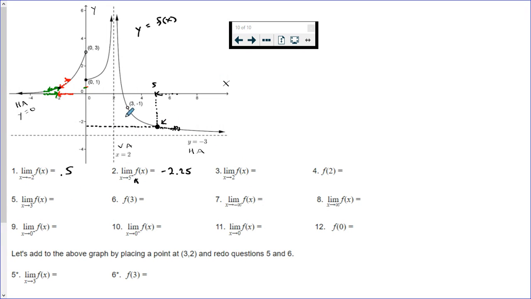Let's do the limit of f of x as x goes to 2. And since there is no indication from the right or from the left, we assume it's from both sides. So here's x equals 2 right there. So now I have to approach this from both sides. So, all right, as x goes to 2 from the right, what are my corresponding functional values getting close to?